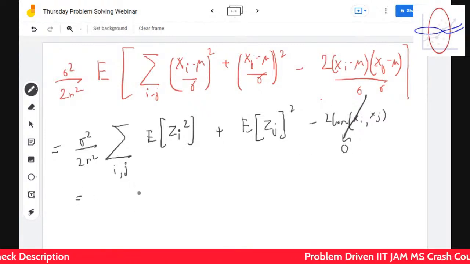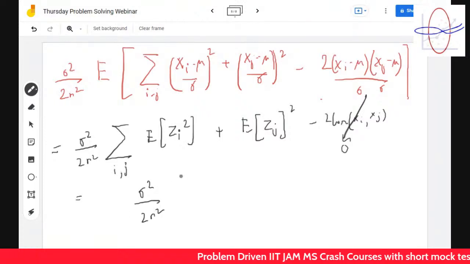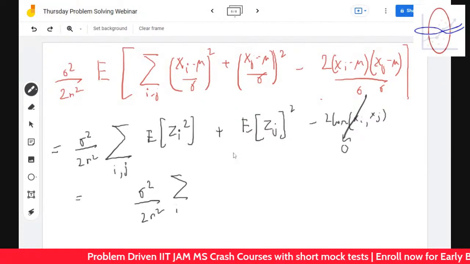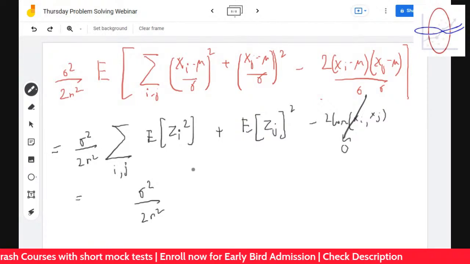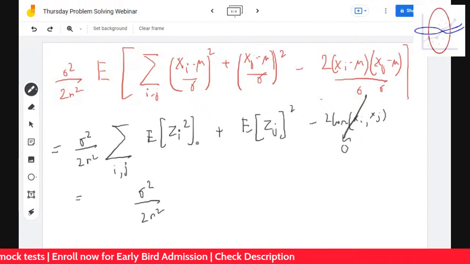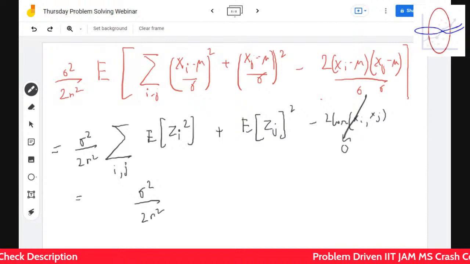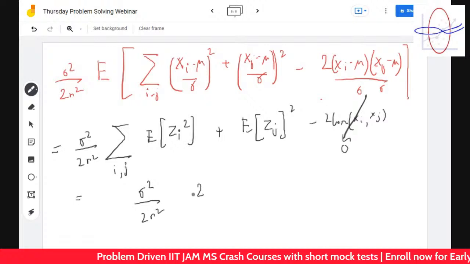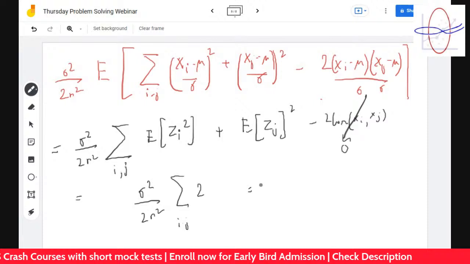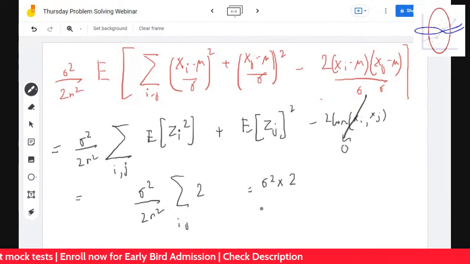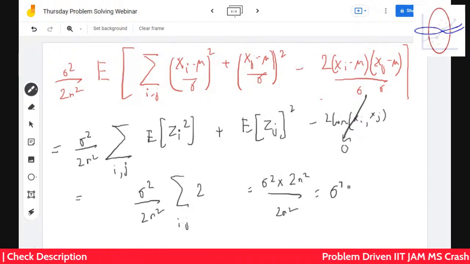Therefore you get sigma square by 2n square times summation, and all these are same. Expectation of zi square is nothing but variance of zi plus expectation of zi whole square, which is equal to variance of zi. Variance of zi is 1, so it's 2. Summation over ij has n square terms, so it's sigma square times 2n square by 2n square, so it's sigma square. So it's unbiased.